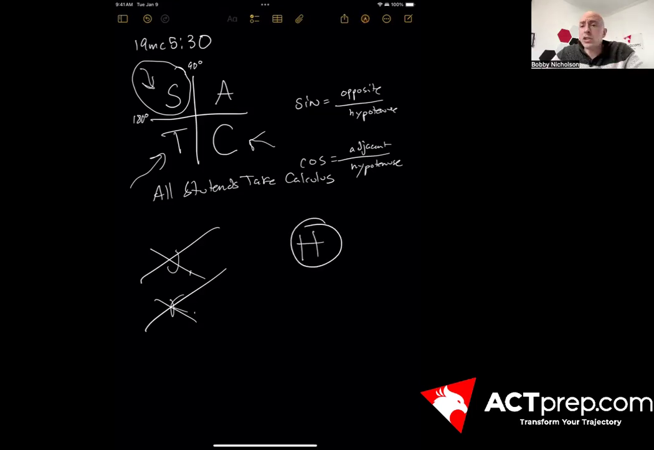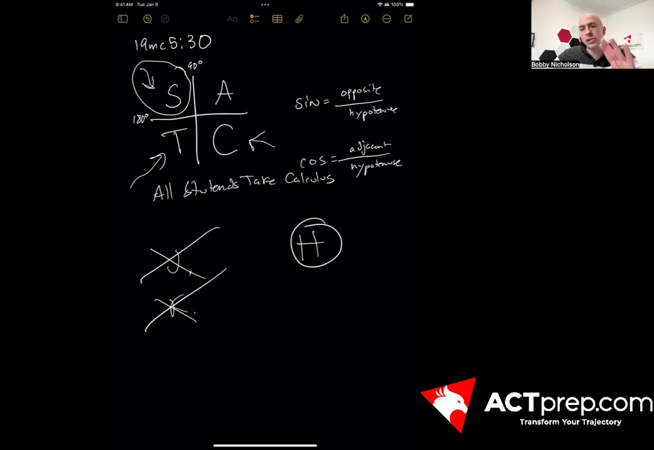And if all of this was confusing to you, highly recommend that you go and do the SOHCAHTOA lesson and the unit circle lesson in that order. And it's going to make these questions so easy for you in the future. Anybody can do it. You don't need to have had pre-calc. You don't need to have had trig.